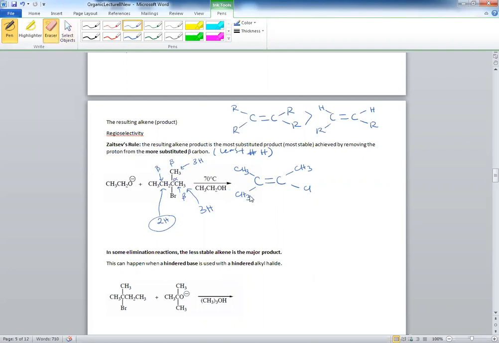Okay, there's a mistake here. This is an H. Okay. This is my alpha carbon. This is my beta where it had the 2 H's from. I'll make that red.